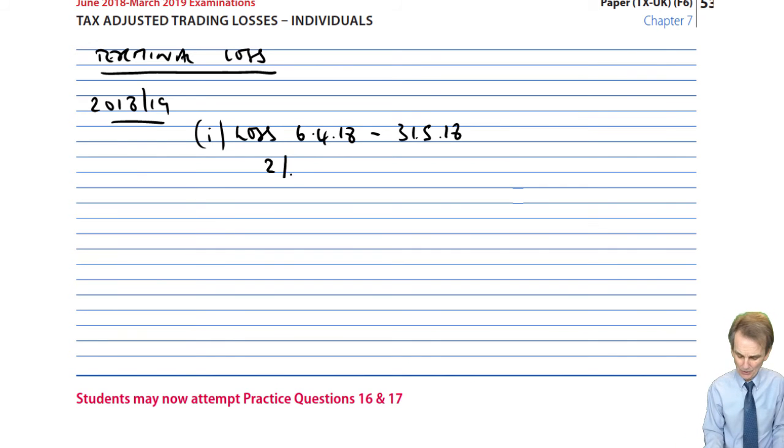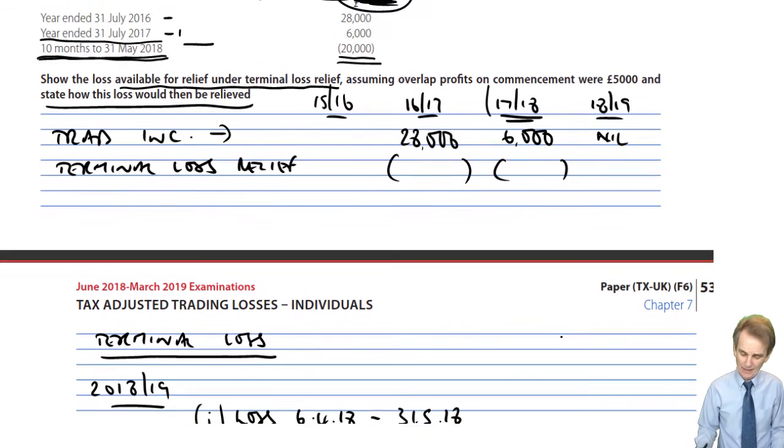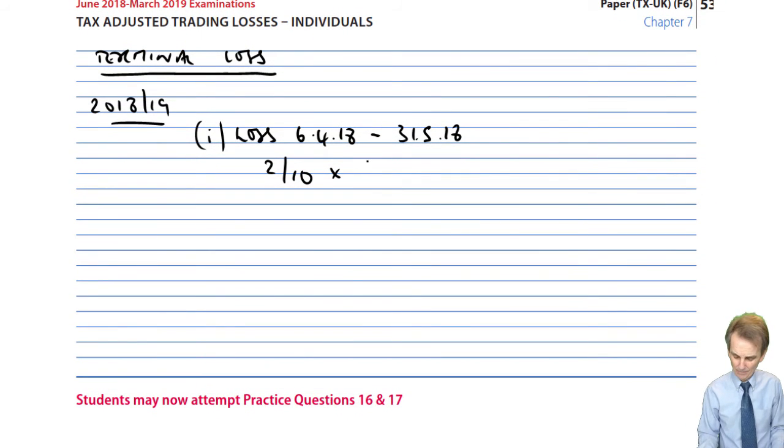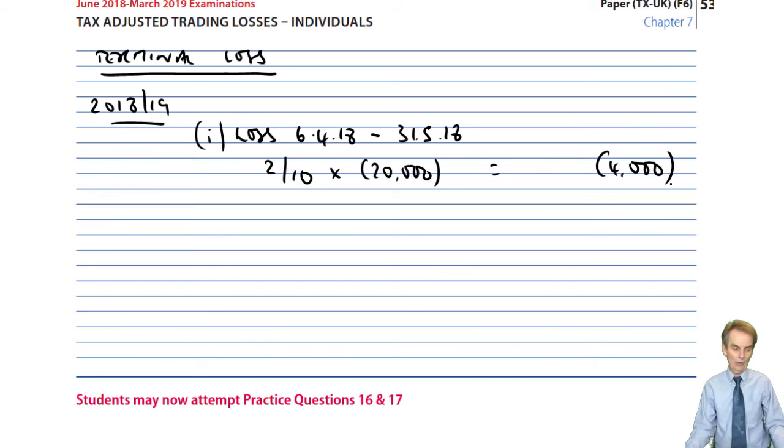That is 2 months out of what we've been told is a 10-month period in which we made a loss of, how much was it? There we go, it was £20,000. So 2/10 of 20,000, nice easy calculation there on a 20,000 round figure, 2/10 of that is going to be what? £4,000 worth of loss. £4,000.